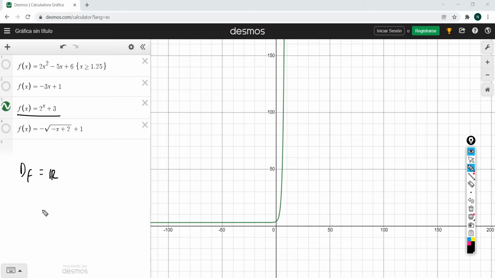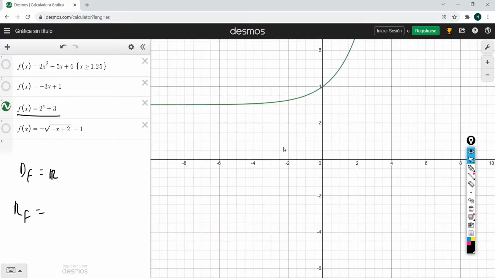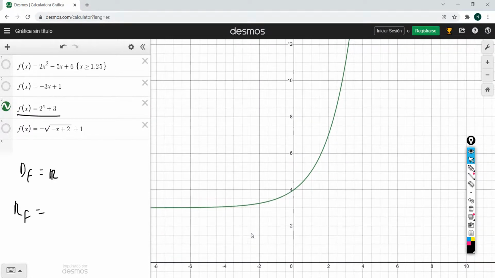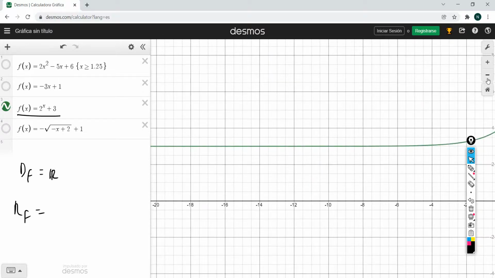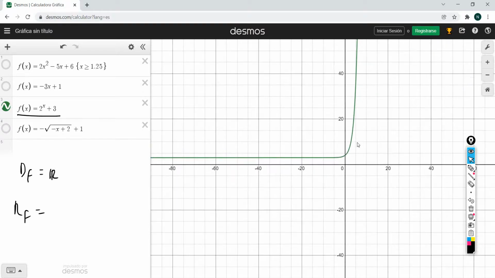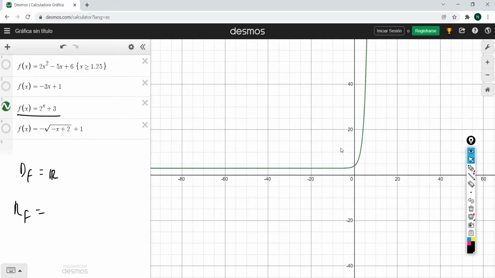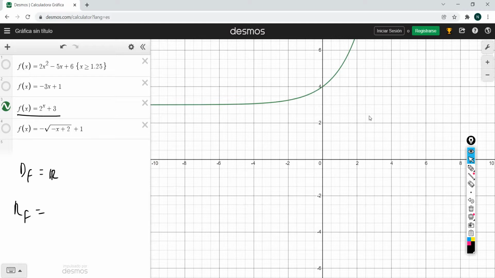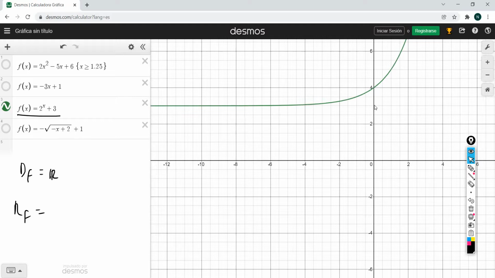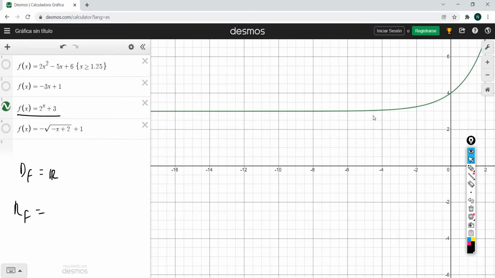And the tricky one might be the range. Let's take a look at the graph. Let's zoom out. It's actually tricky to find out, but if you notice, this is the number 3, right? You got 2, 3, 4. Take a look at the number 3, and notice that the graph never goes below.